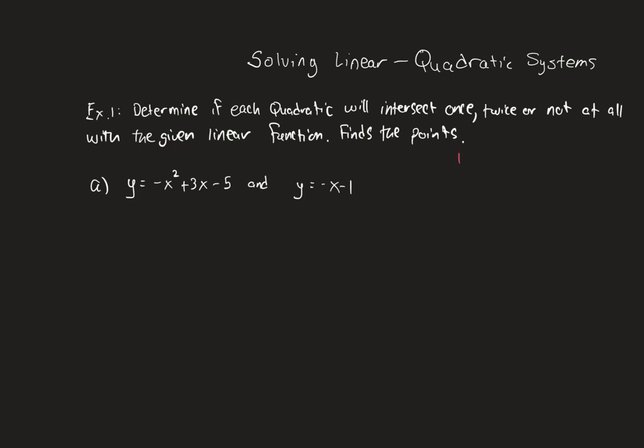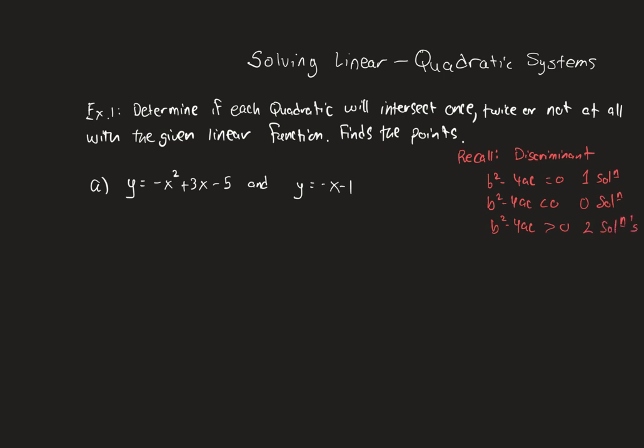So just to recall the discriminant. So the discriminant is b squared minus 4ac. And we know that if it's equal to 0, there is one solution. And if it's less than 0, there's 0 solutions. And finally, if it's greater than 0, there are 2 solutions.